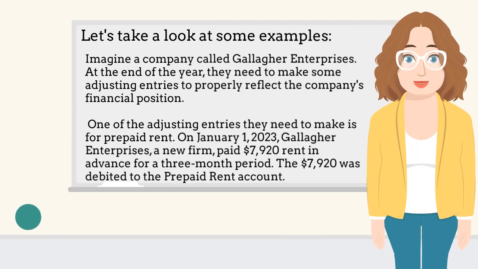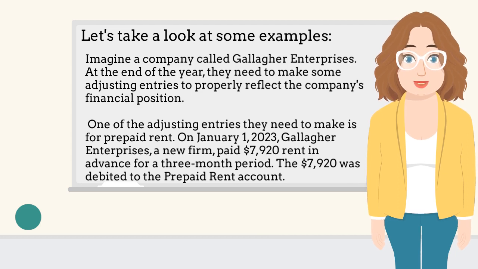Let's look at some examples. Imagine a company called Gallagher Enterprises. At the end of the year, they need to make some adjusting entries to properly reflect the company's financial position. One of the adjusting entries they need to make is for prepaid rent. On January 1, 2023, Gallagher Enterprises, a new firm, paid $7,920 rent in advance for a 3-month period.